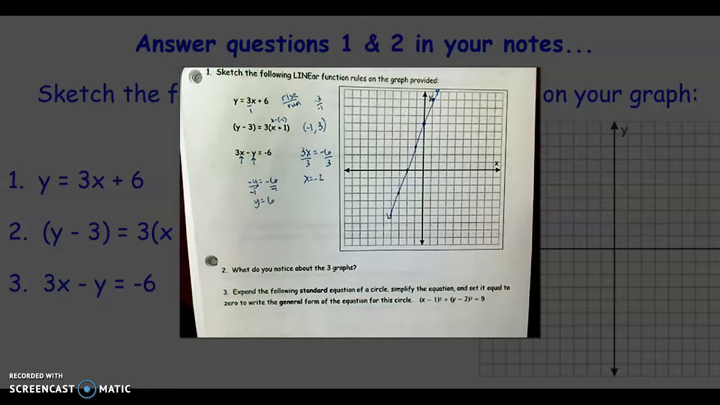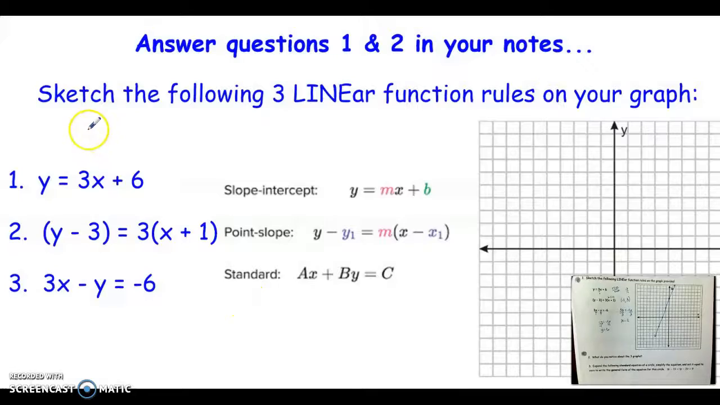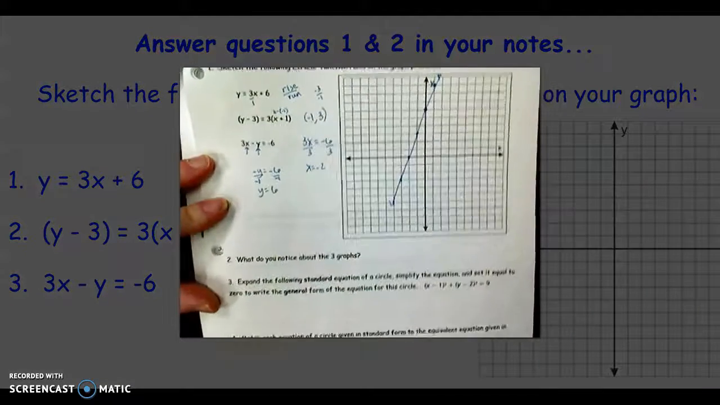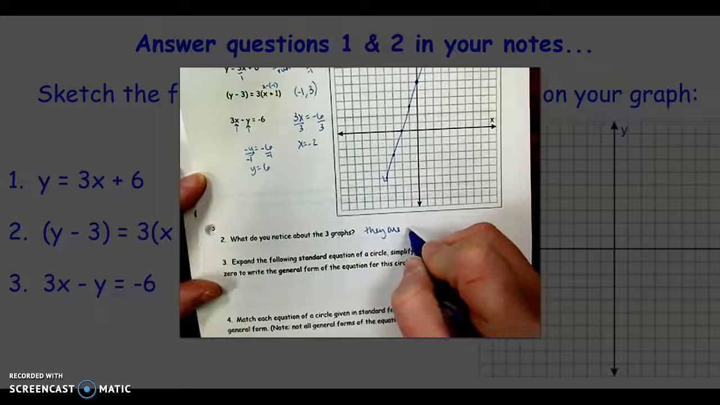Well, circles also have different forms that they can be written in. So let's look at number 2 in your notes. It says, what do you notice about the three graphs? Hopefully we notice that they are the exact same line.